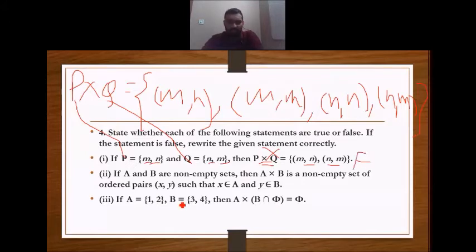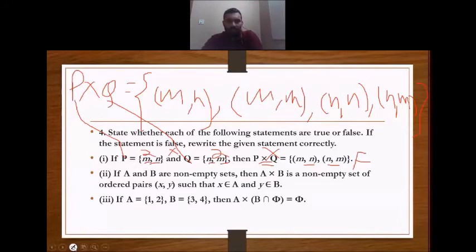So this is the correct answer. Also, by direct method you can verify: since there are 2 elements in P and 2 elements in Q, the number of elements in P cross Q should be 2 into 2, which is 4. Since here only 2 elements are there, you can directly tell this is false.